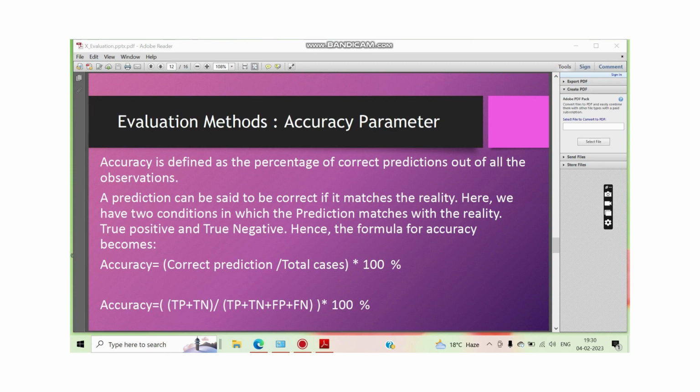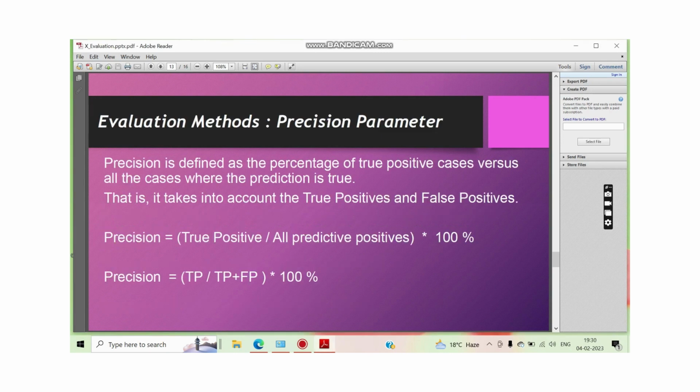Now let's move on to the next evaluation matrix, that is precision. In the precision parameter, it is the percentage of true positive cases out of all the predicted positive cases. I repeat, the percentage of true positive out of all predicted positive. As you can see in the formula, in the numerator, true positive cases will come, and in the denominator, all the predicted positive cases, that is true positive and false positive.